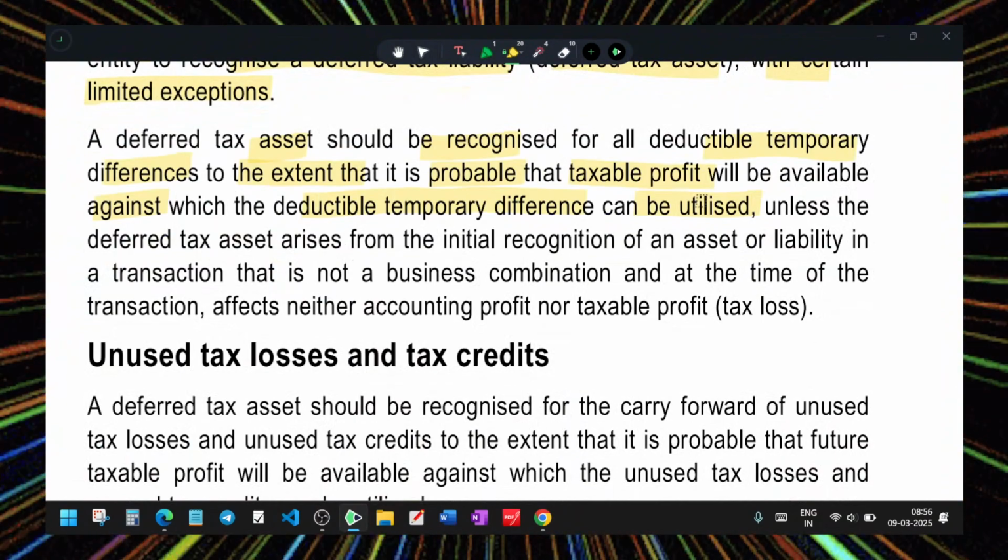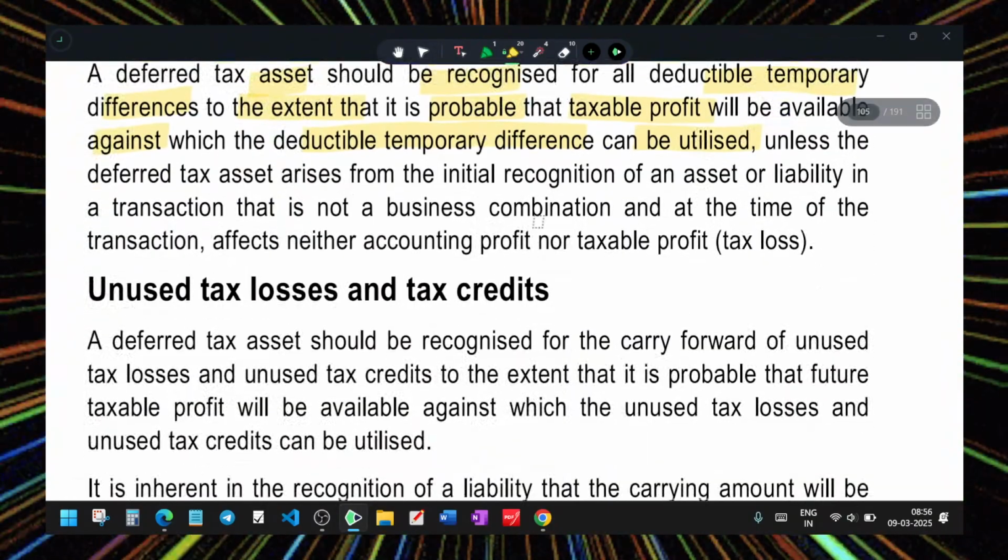P&L account. No issue. Unless a deferred tax asset arises from initial recognition of an asset or initial recognition of a liability in a transaction that is not a business combination and at the time of the transaction affects neither accounting profit nor taxable profit. So if it is not a business combination, and it doesn't affect any assets and liabilities, then it's not even an asset or liability. Okay.